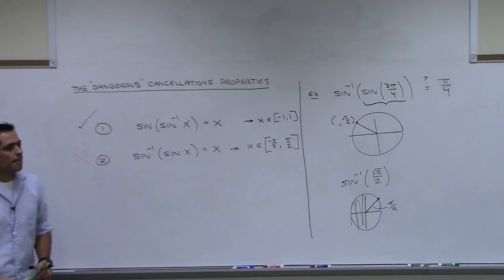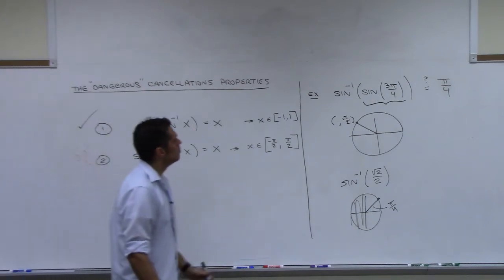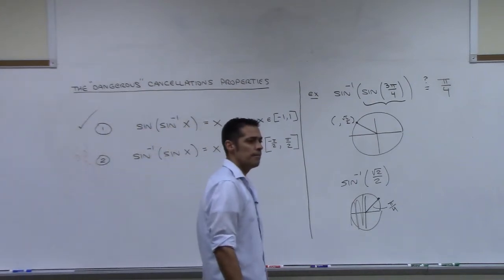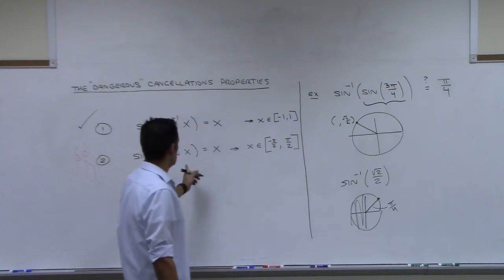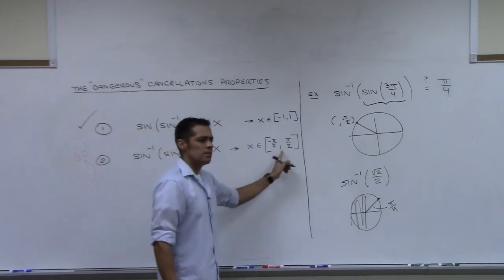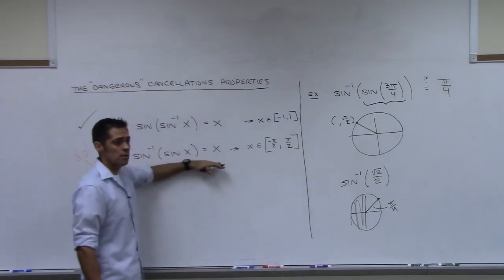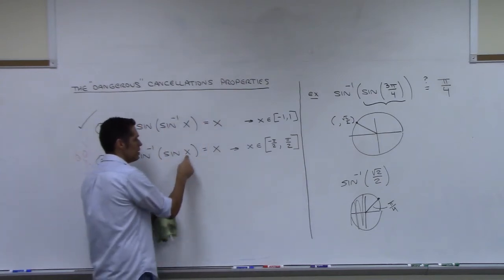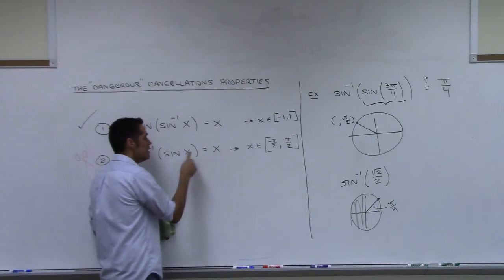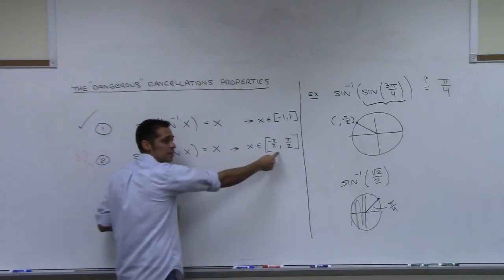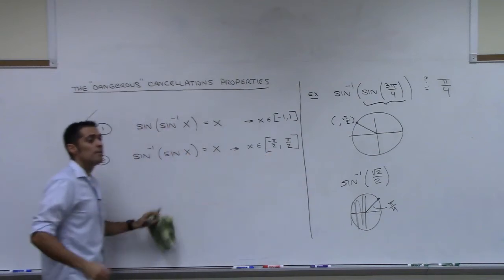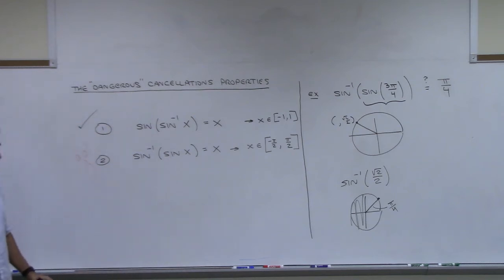It could be negative pi over 2 as well, right? It can be equal to that. It has to be between these two. For the property to work, for you to just be able to say, hey, I want to just take that x and put it here as an answer, this x better have been between here and here. And it can touch them. Yes, it can touch them.